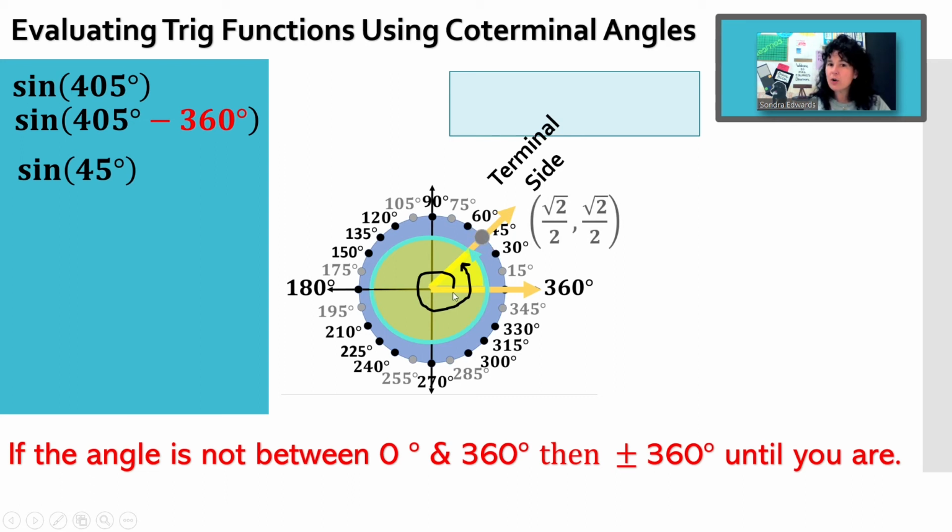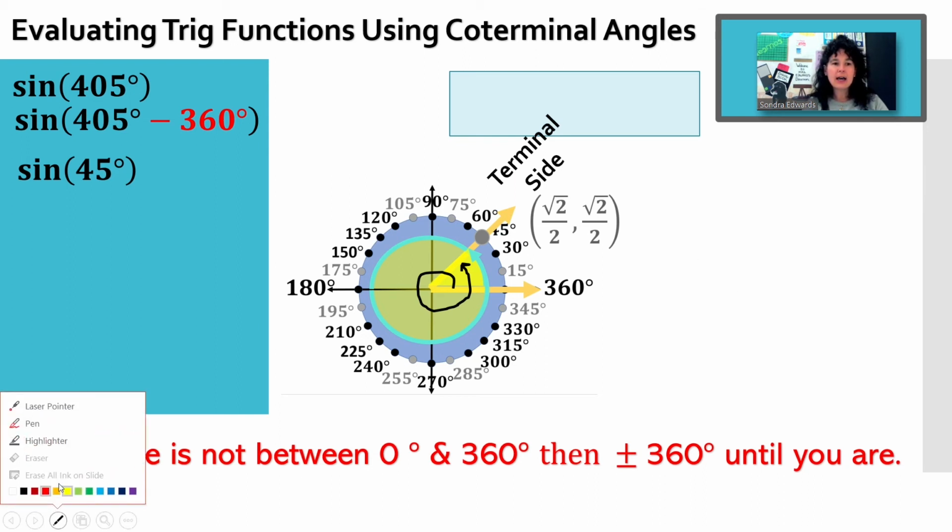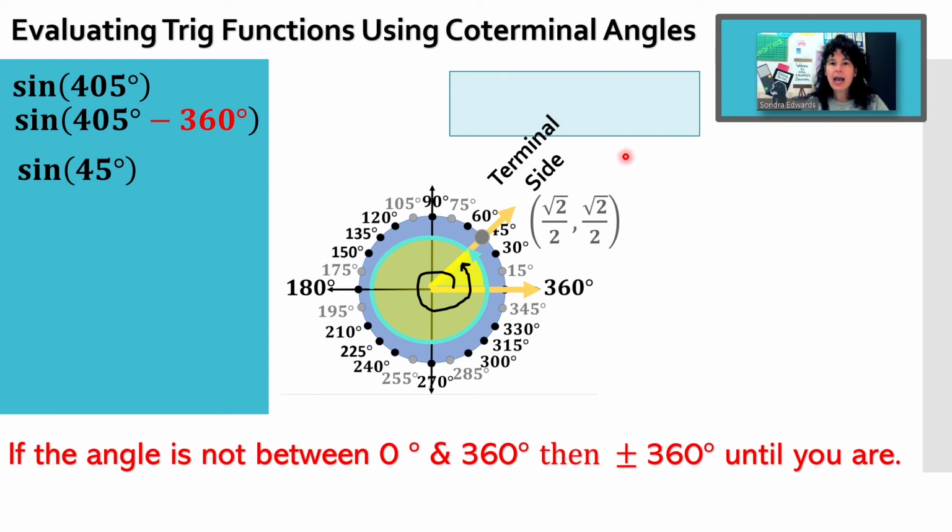This one here is over medium, up medium, so root 2 over 2, root 2 over 2. And sine, the answer to sine is the y-coordinate, because points come in cosine, comma, sine. So the y-coordinate here at 45 degrees is root 2 over 2. So the answer to sine of 405 is the same as the sine of 45 degrees, which is root 2 over 2.